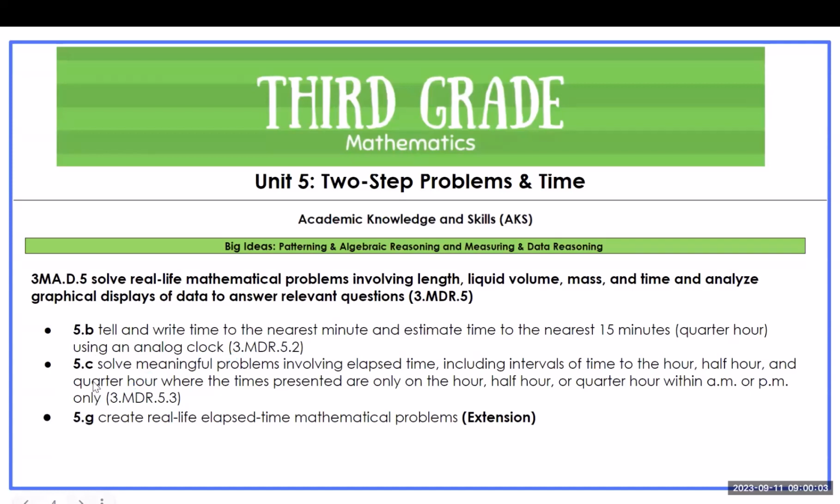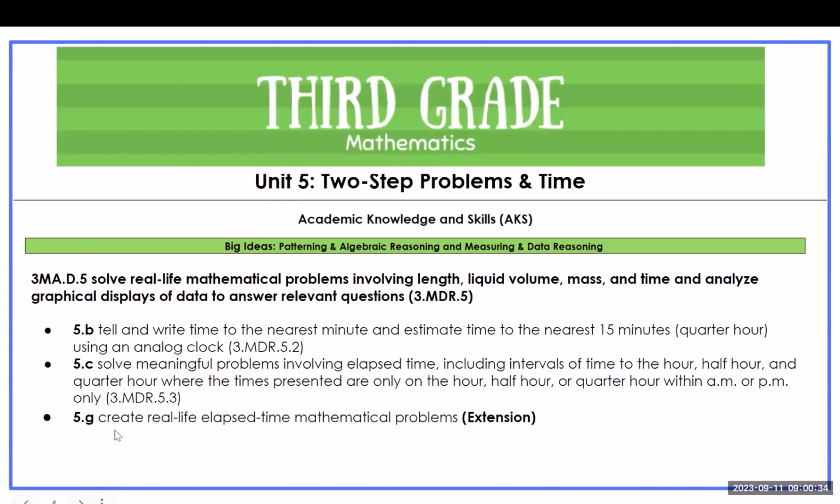IOA 5C requires students to solve elapsed time problems to the quarter hour, including the hour and half hour as well. The times presented in contexts are only on the hour, half hour, or quarter hour. This IOA also includes identifying AM or PM.